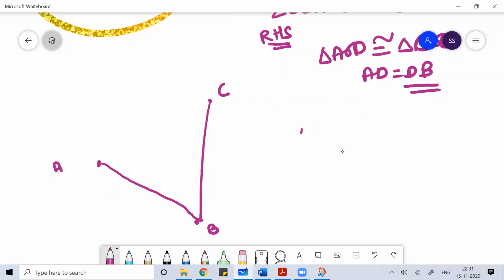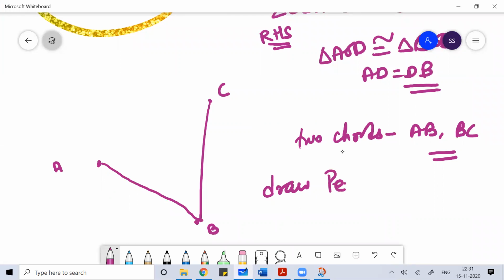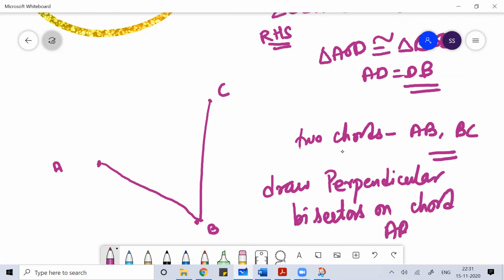Once you get the two chords, AB and BC, now draw the perpendicular bisectors on these chords. Draw perpendicular bisectors on chord AB and BC. The point where the perpendicular bisectors of the chords AB and BC meet would be the center of the circle.